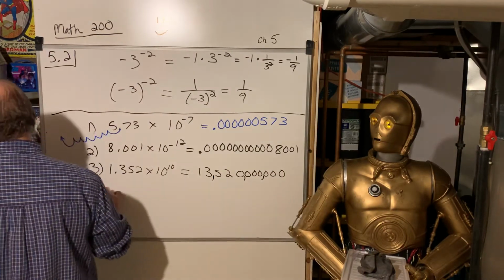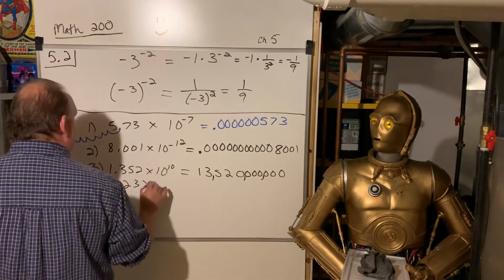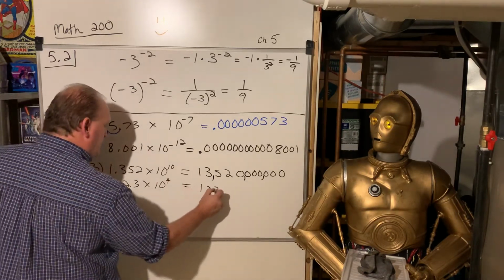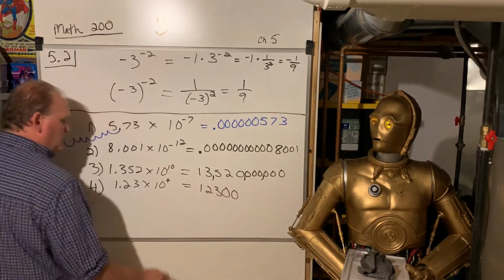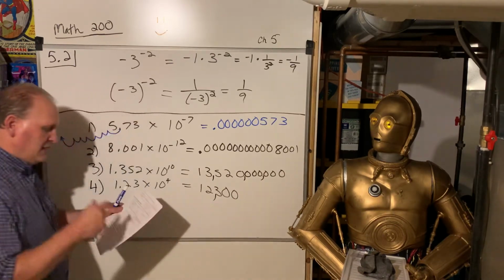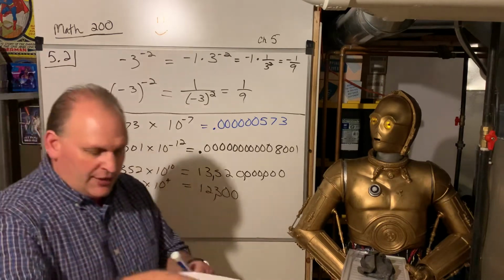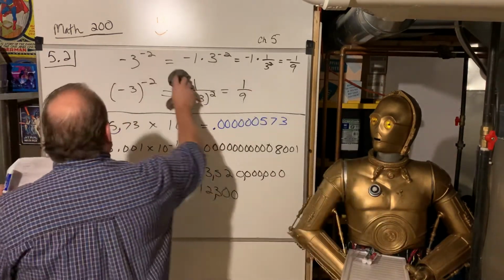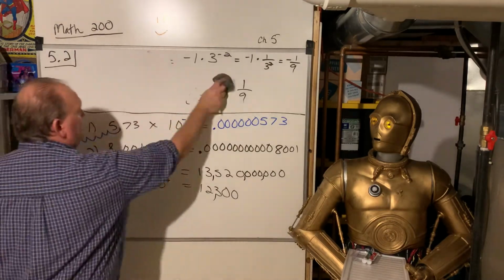Let's look at 4. This is a little easier. 1.23 times 10 to the 4th. 4 places to the right. So it's 1, 2, 3, and you add 2 zeros. So we're just moving the decimal 4 places to the right. 12,300.